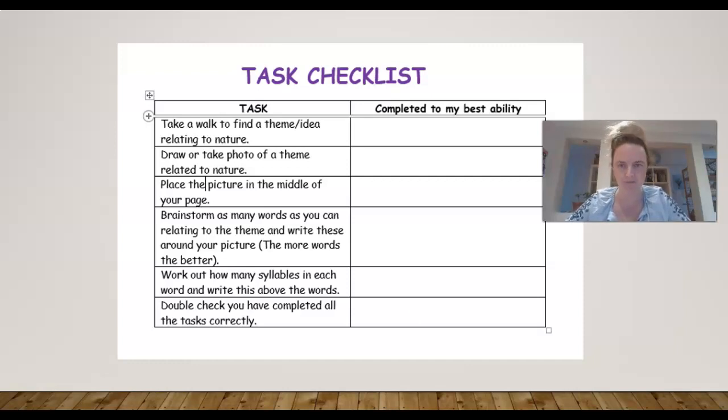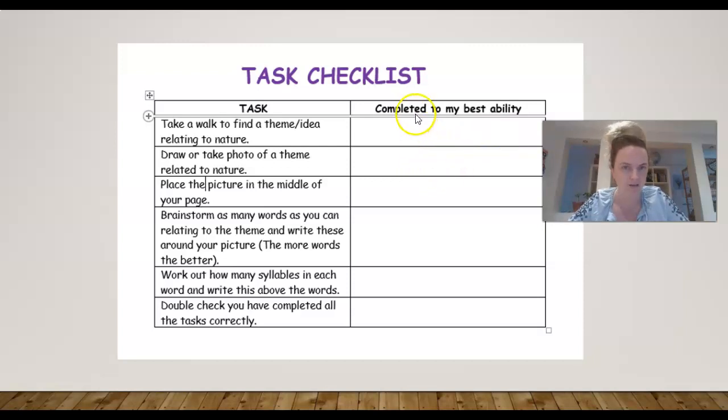So I'll go over that again because in my class we've been using checklists to help us. You can use the checklist to help you organize your tasks today. On the checklist, the first task is to take a walk to find a theme idea relating to nature. Once you have done that, you would give yourself a tick. The next task is to draw or take a photo of your theme or idea related to nature. Once you have done that, you would give yourself a tick.